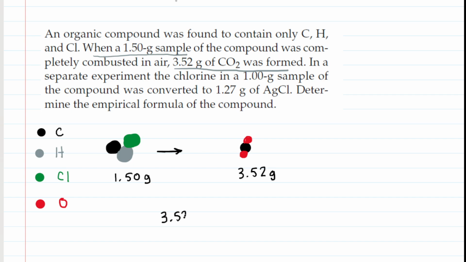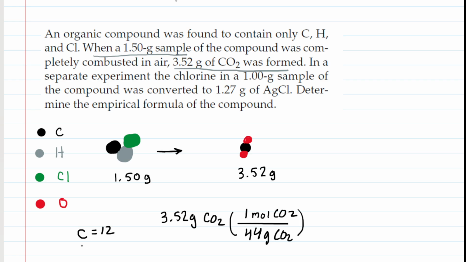So we're going to take 3.52 grams of carbon dioxide, and what we're going to do first is convert that into moles of carbon dioxide. Now to do that, we use the molar mass. So 1 mole of carbon dioxide is going to equal 44 grams of carbon dioxide. If you're wondering where that 44 grams came from, you would go to your periodic table, look up the mass of carbon, which is 12, and the mass of 2 oxygens, so that would be 2 times 16, which is 32, and if you add 12 to 32, you get 44. So that's where the molar mass of carbon dioxide came from.